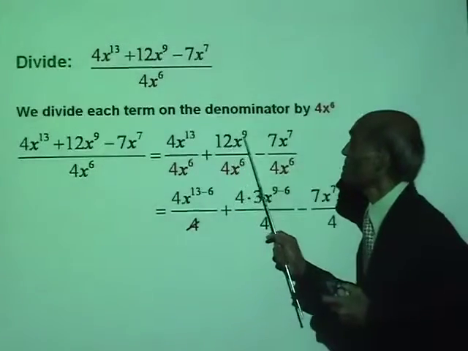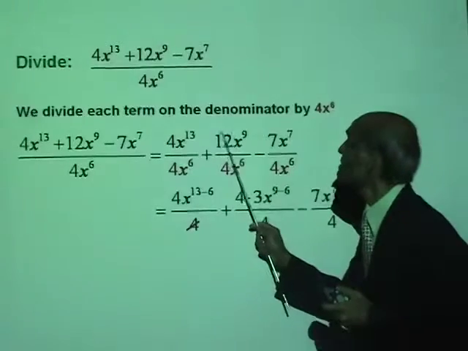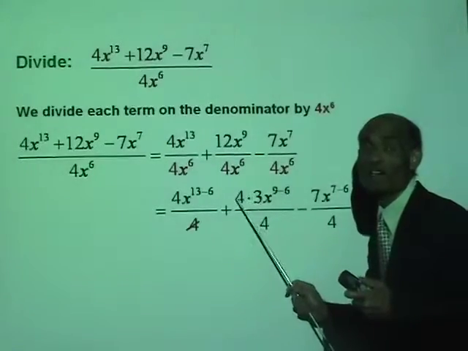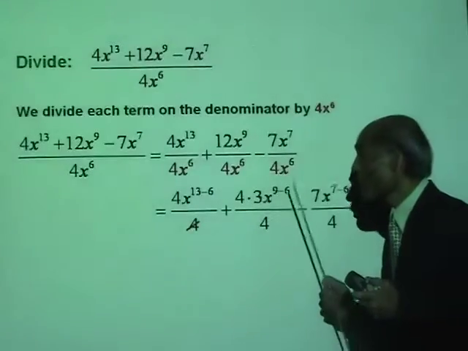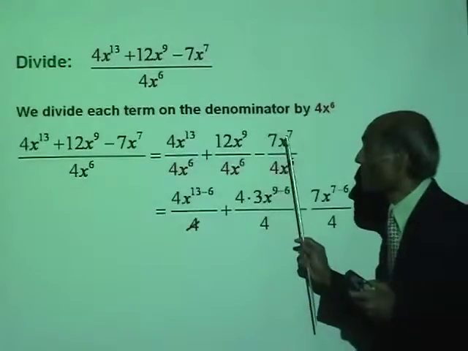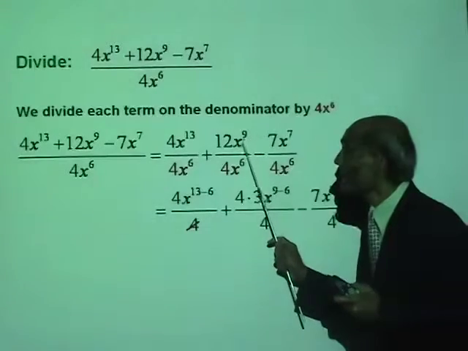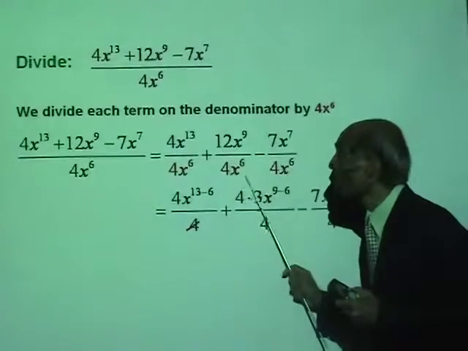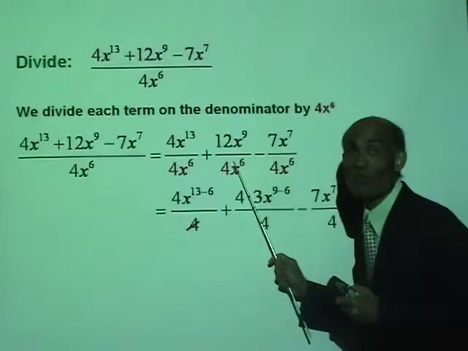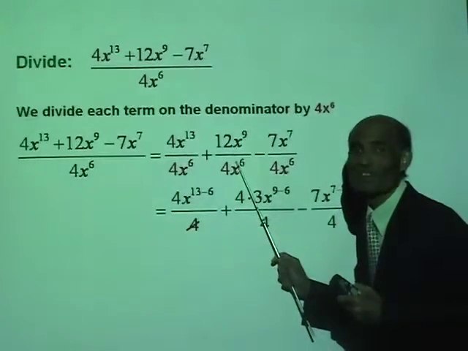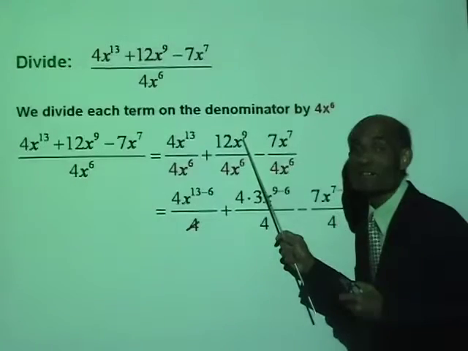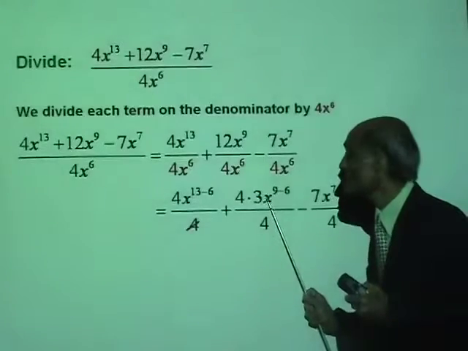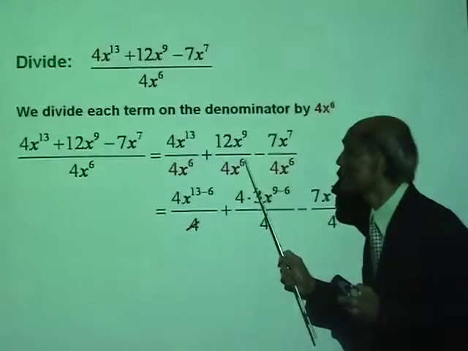And now, come to the second term. I factored 12 as 4 times 3. Why did I do that? Because I have a 4 on the denominator. And now use the quotient rule. X to the power of 9 on the numerator, x to the power of 6 on the denominator. Where will the answer be? The numerator power is greater. So, it is going to stay on the numerator as x to the power 9 minus 6.